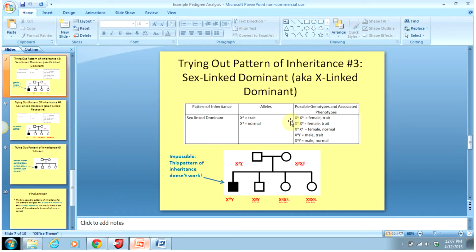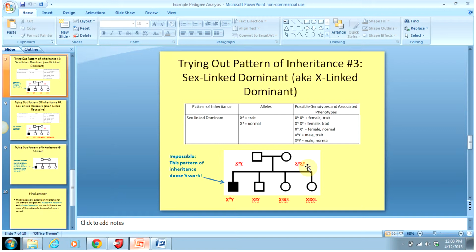Anytime I have two X's, that's going to be a female, and when I have an X and a Y, that's going to be a male. Before I even put in my big A or little a superscripts, for all of my males, my boxes, I'm going to write XY. And for my females, my circles, I'm going to write XX.